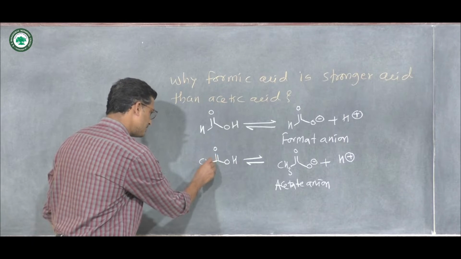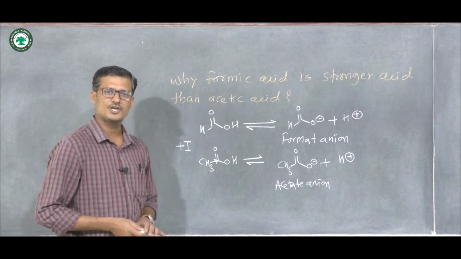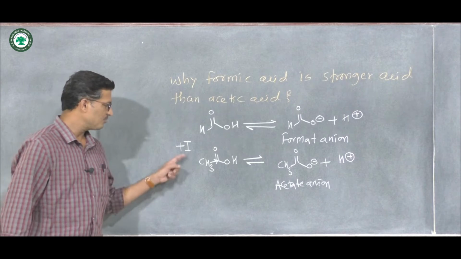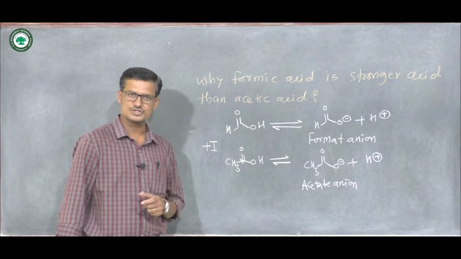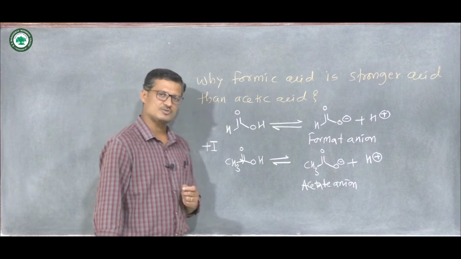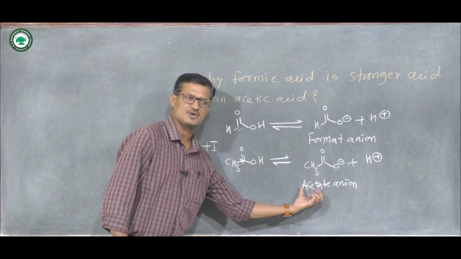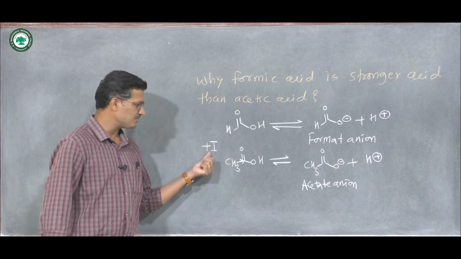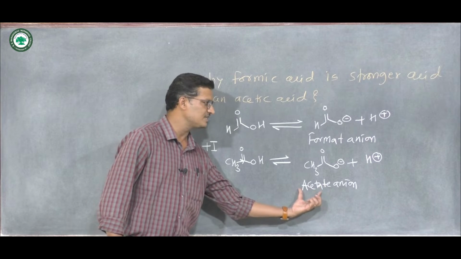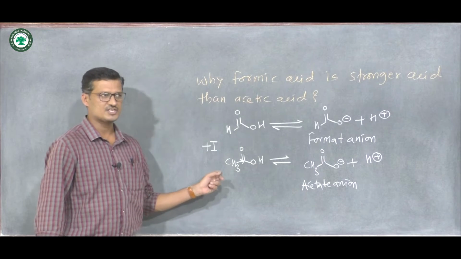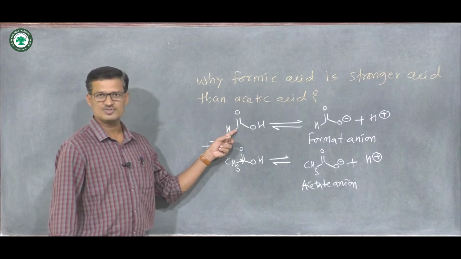And we already know this methyl group donates electrons, giving an electron donating inductive effect, or the plus I effect. The polarity of the OH bond is decreased, so the dissociation is decreased. Similarly, the conjugate base, the acetate anion, is destabilized by the plus I effect, and then it reacts with H plus and the backward reaction takes place. So acetic acid is a weaker acid as compared to formic acid.